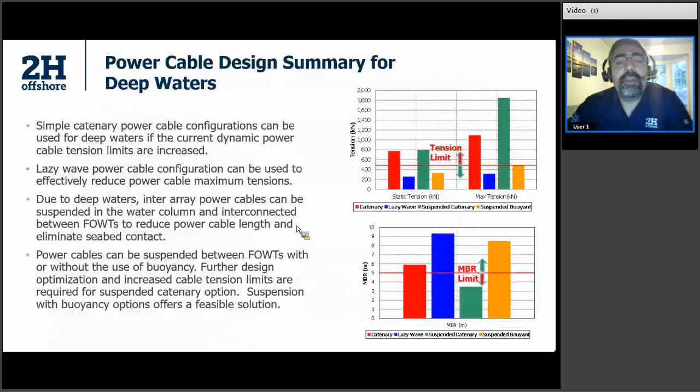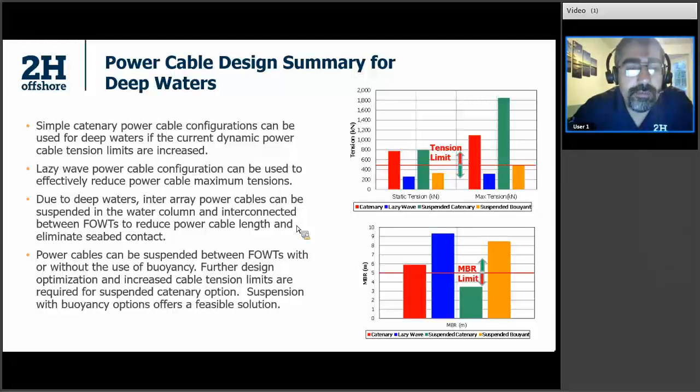So to summarize the power cable portion, a simple catenary power cable configuration can work if the power cable tension limits are increased. We know that this may not be a big challenge, because in the oil and gas industry, umbilical cables can go deeper, all the way to 10,000 feet deep. So there are solutions to strengthen the power cables. It just hasn't been done yet, so I think the manufacturer can accommodate that.